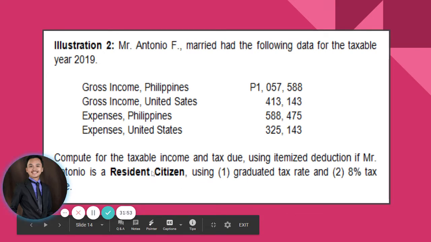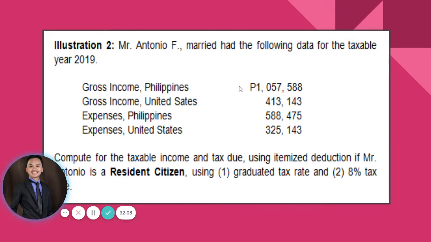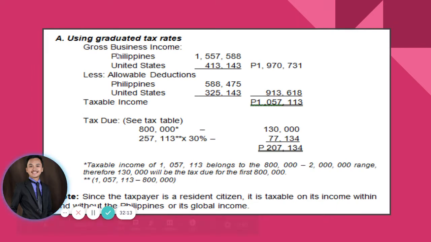Okay, so let's compute for the tax due and itemized deduction using graduated tax rate or 8%. Since the taxpayer is a resident citizen, it is taxable on its income within and outside the Philippines. So taxable itong income sa Philippines and income from US. We have here gross business income of 1,970,731 less allowable deductions. Yung sinabi ko kanina guys na itemized, so yun yung given na expenses in the problem.